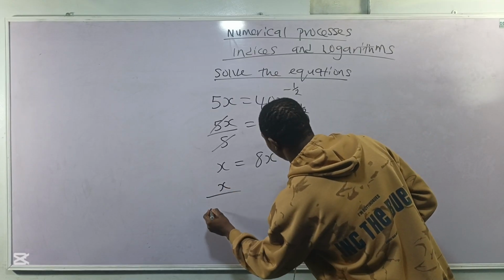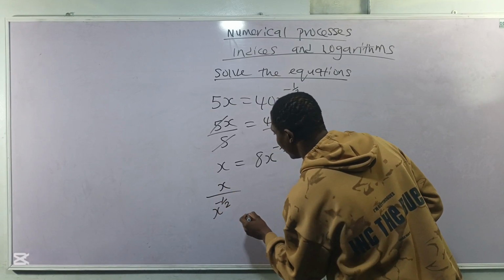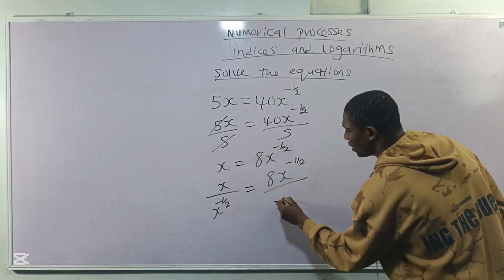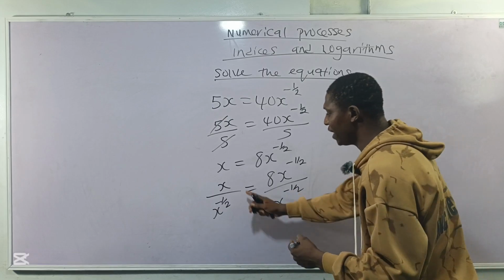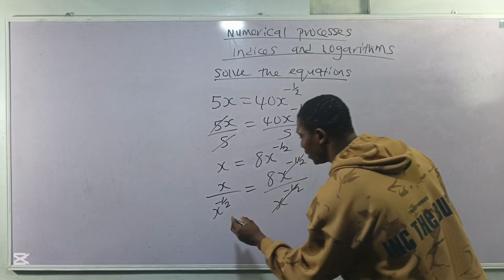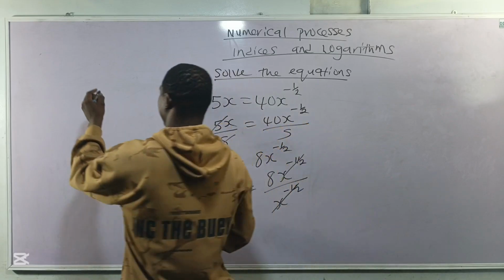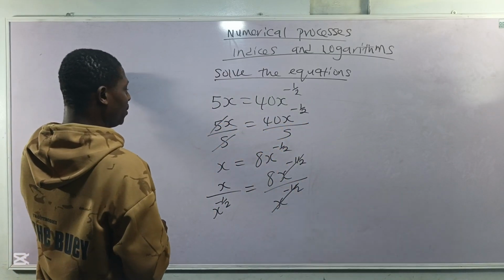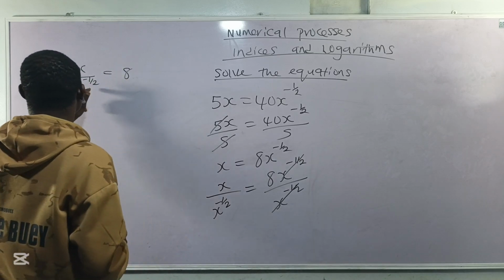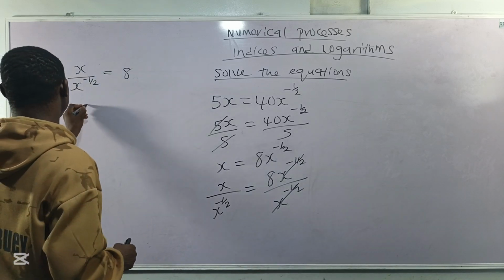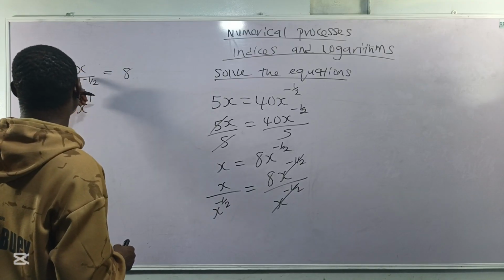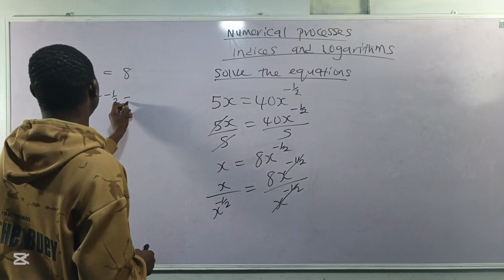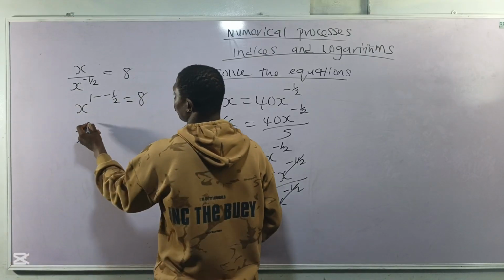We'll have x all over x raised to the power minus half equals 8x raised to the power minus half all over x raised to the power minus half. So that all the x will be on one side. So this will cancel this. I therefore have x all over x raised to the power minus half equals 8. Now since they are of the same base, I'll pick one x. This is an invisible one. There's a negative sign because of division, and I'll bring my negative half also equals 8. And I'll have x to the power 1.